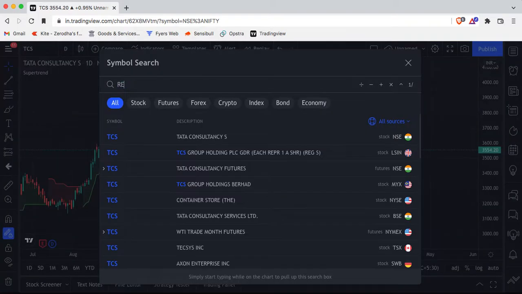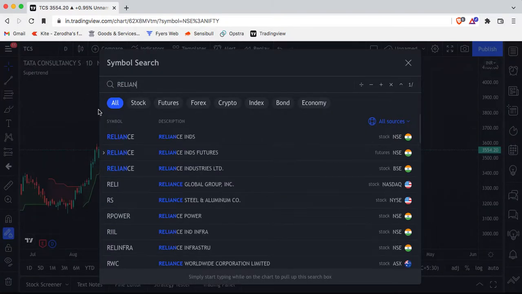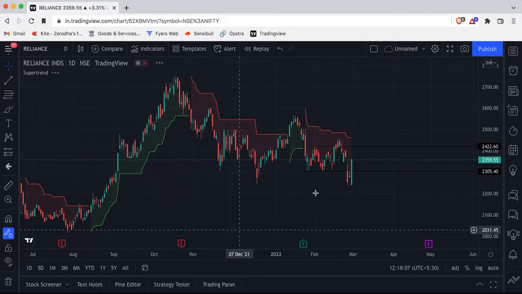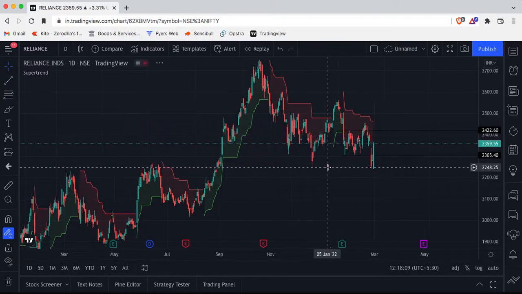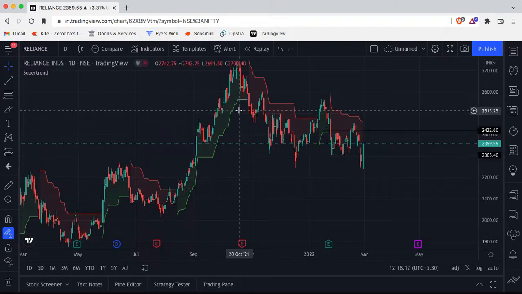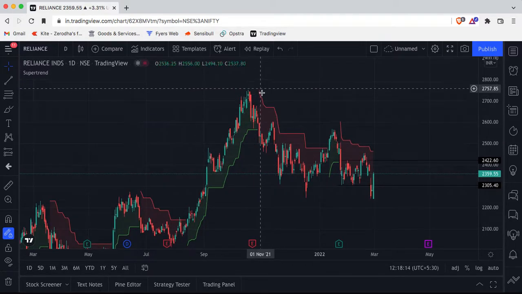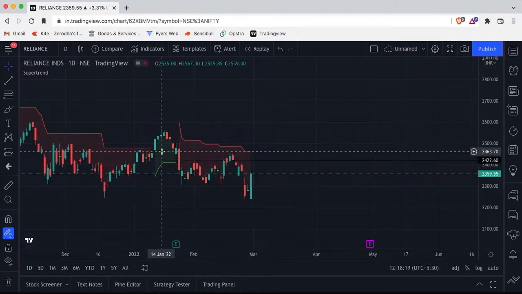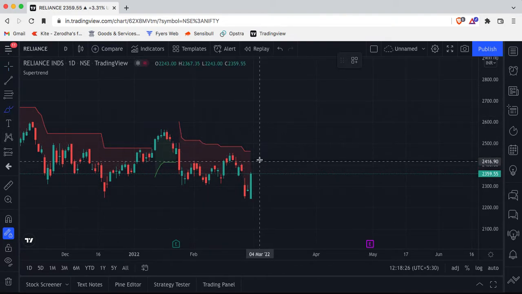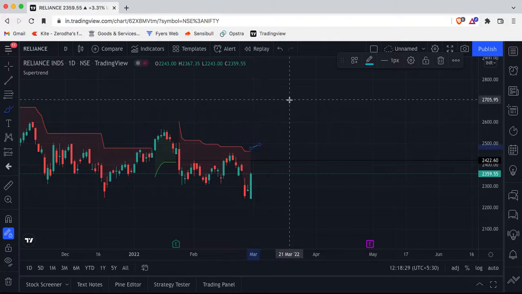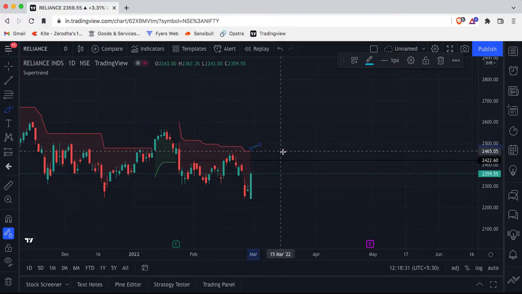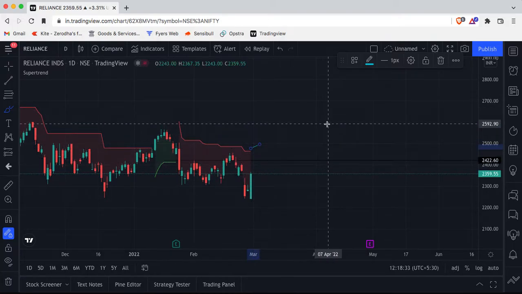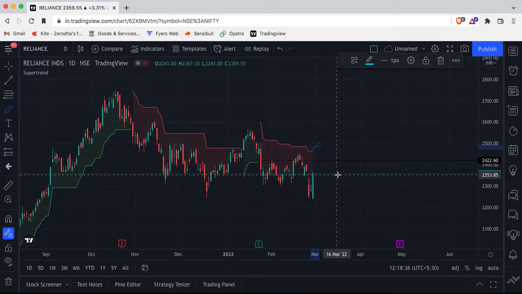Or I'll take Reliance. Now Reliance, you can see from here it was in the uptrend, again from the top it was in the downtrend, again a small uptrend came, that is only for some 3 to 4 days, then again now the downtrend started. So keep watching this Reliance chart. Once this level is broken, it will immediately change to a green line, so that the market is going up. Okay, so this is how you can use this super trend.